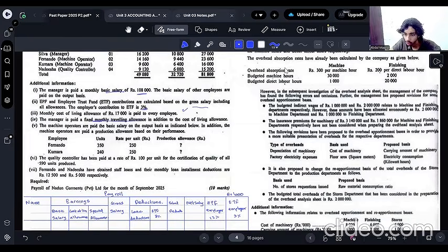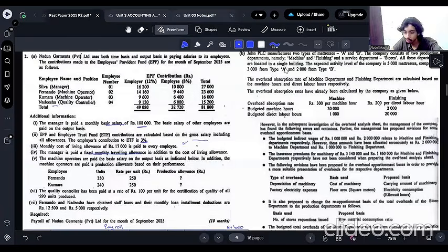Machine operators are paid based on the output basis indicated below. So you have Fernando and Kumara. They produce a number of units at a particular rate. The quality controller Nadisha is paid 100 per unit to certify a quantity of 590 units. Then all the earnings are done. Fernando and Nadisha have obtained staff loans and their monthly loan installment deductions are 12,500 and 5,000 respectively. So for deductions, you need a loan deduction, and employee contribution to EPF is a deduction.